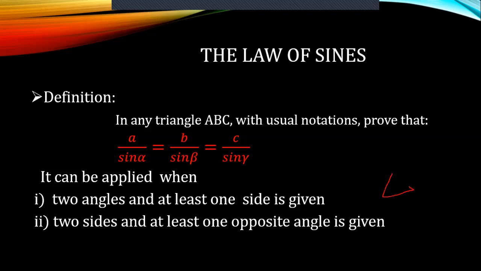If it is a triangle, suppose, and if I am taking this side A, then it should be alpha. This is what the opposite side means. The side opposite to this alpha is A, and the angle opposite to this side A is alpha.